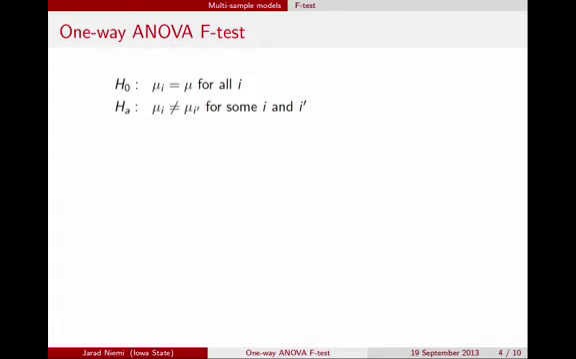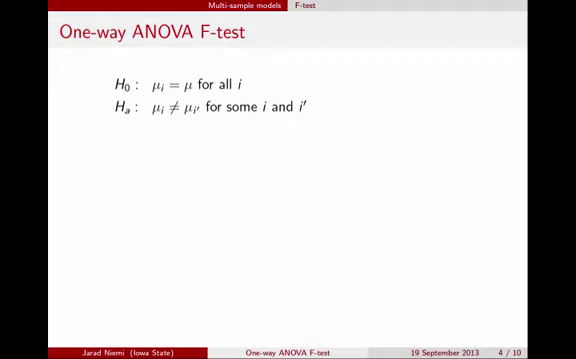Alright, so the one-way ANOVA F-test looks at those means and says, let's have a null hypothesis that says that all of the means are exactly the same. So this notation here, mu I, that's the mean for each group. Each group has exactly the same mean, and we're going to just call that mu. And the alternative hypothesis is just the opposite of that. The opposite just says that at least some mean is different from the rest. They don't all have to be different, just at least one has to be different.